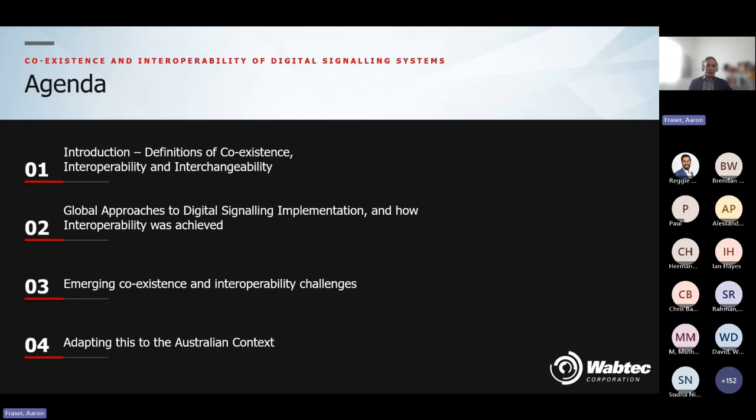So firstly, we'll be going through an introduction to basically a few definitions around what do I mean when I talk about coexistence, interoperability, as well as the concept of interchangeability. Secondly, we'll be looking at some of the global approaches to digital signalling system implementation and how interoperability has been achieved in those instances. Thirdly, looking at some of the emerging coexistence and interoperability challenges that are occurring on a global level, and then finally adapting that to what's happening here in Australia.